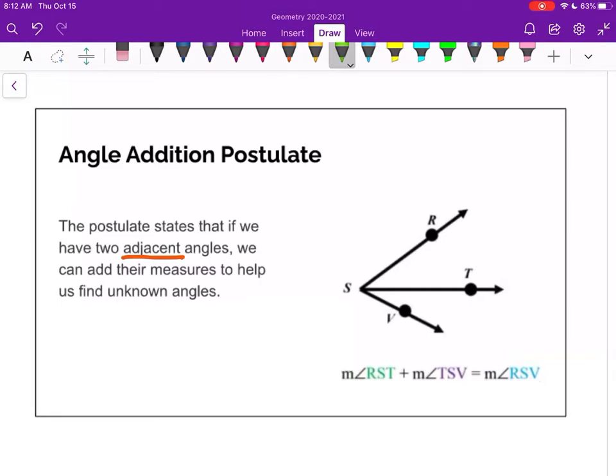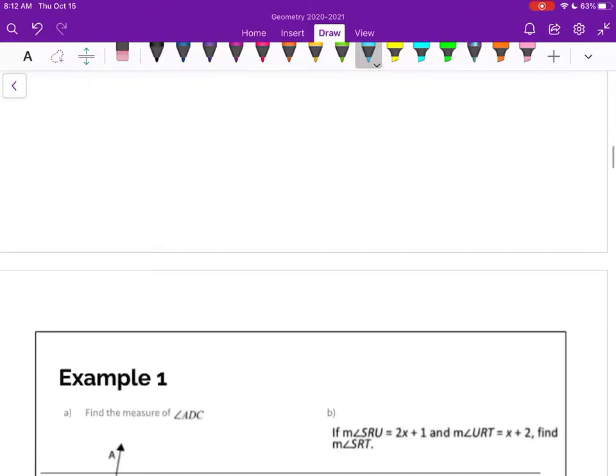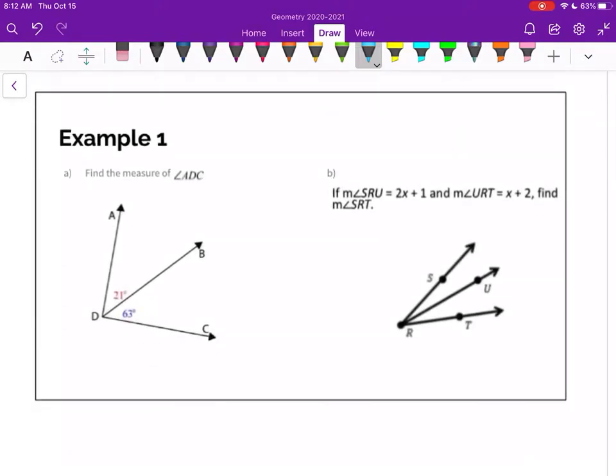So for instance, if I have this picture over here, the measure of angle RST, so I go from S to T, so this angle here, plus the measure of angle TSV, so from T to S to V, this angle here, is going to equal the measure of angle RSV, so from R to S to V is this whole angle here. Okay, so let's look at some examples.